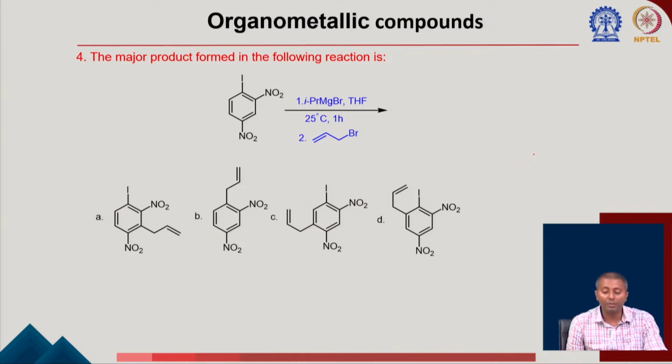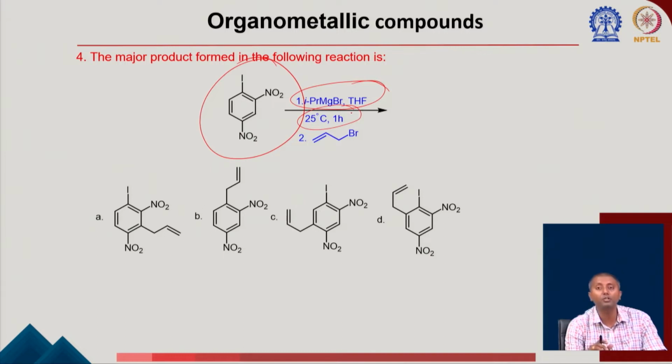The major product formed in the following reaction is, what is happening? Again, in these reactions you are treating with isopropyl magnesium bromide at 25 degrees Celsius. If you look into these compounds, you can see there is a carbon iodine bond there, and also you have two nitro groups. Again, if you remember, we talked about isopropyl magnesium bromide. This can be used for the metal halogen exchange, so that can allow the metal halogen exchange to generate the corresponding Grignard.